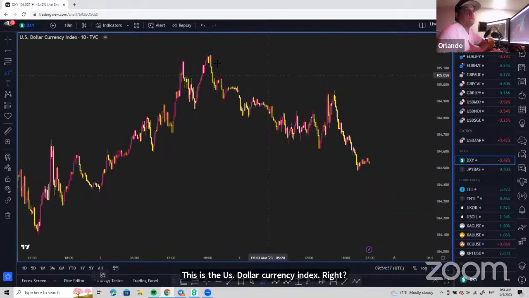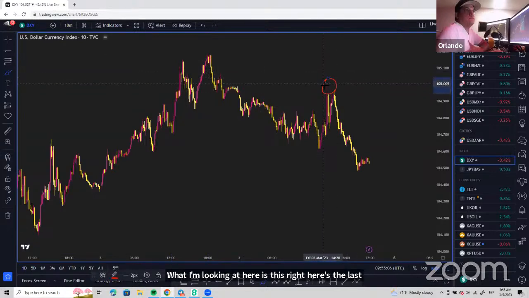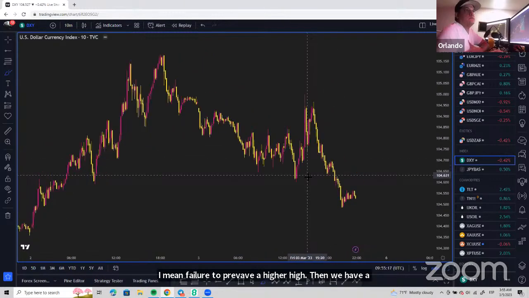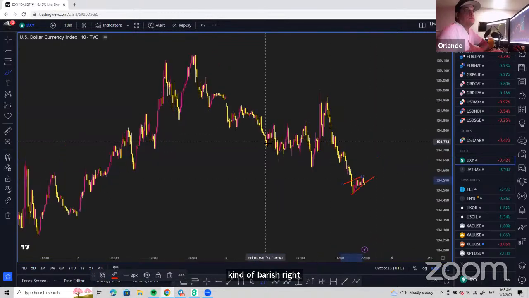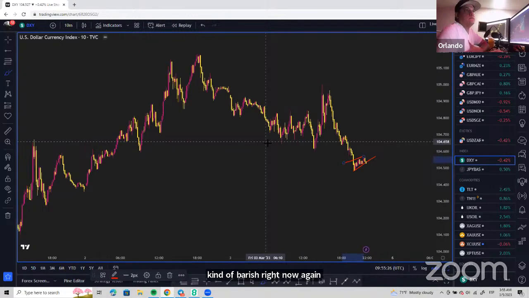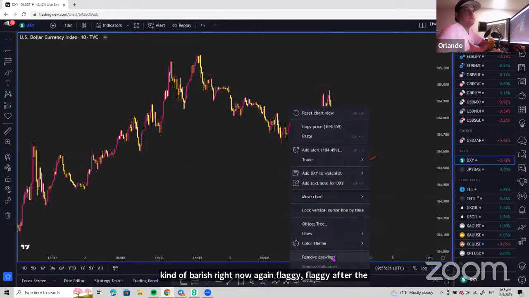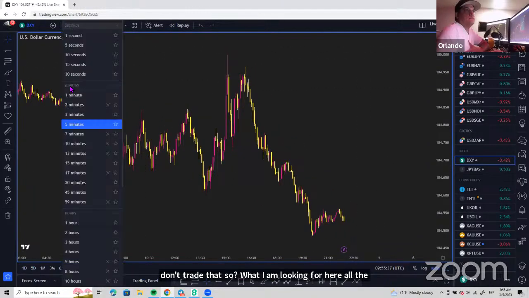So what I'm looking at here is this, right? Here's the last sweep of the high. So this is the last break of the structure to the upside. Then we have this lower high, failure to break, failure to print a higher high. Then we have this break of the lows. Breaking these lows is kind of bearish, right? Now, again, flaggy, flaggy, flaggy. After the break of the lows, I don't trust that. I don't trade that. So what I am looking for here on the DXY, let's go to a 3-minute chart.